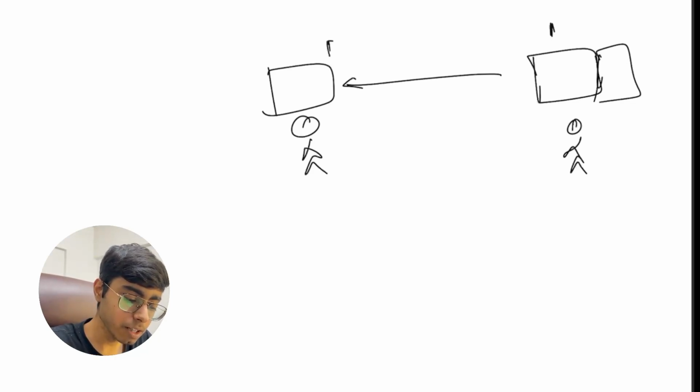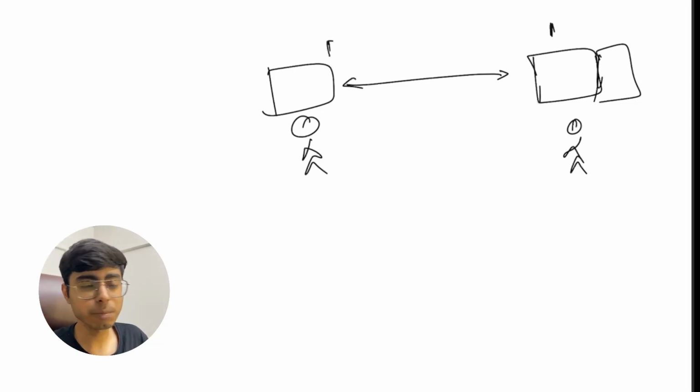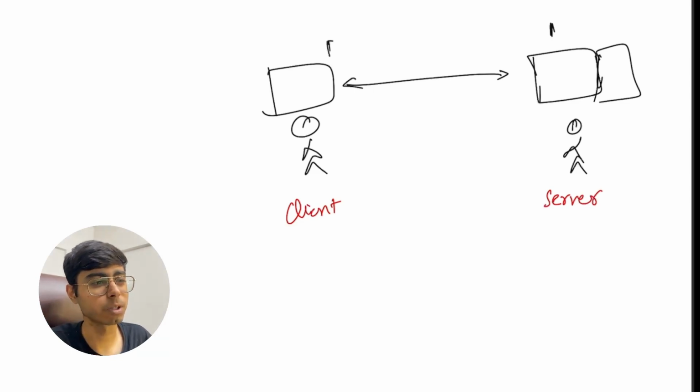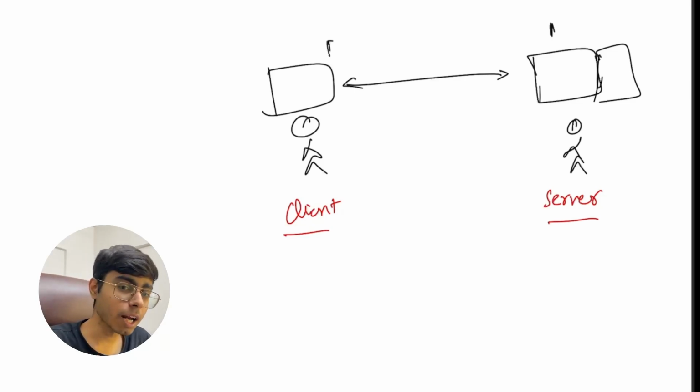So HTTP is a set of rules that define the communication between two computers, right? Of these two computers, one is known as a client computer and another one is called a server computer. Now we are getting into terminologies. So client and server, and there's a famous architecture which is called client-server architecture.